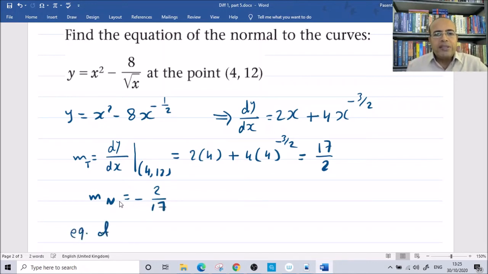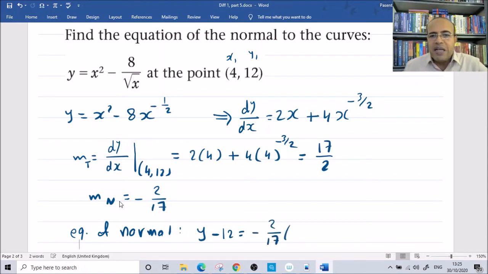So the equation of normal is y minus y1. Remember, this is x1 and this is y1. So y minus 12 equals the gradient of normal, which is negative 2 over 17, times x minus x1. x1 is 4. Simplify.